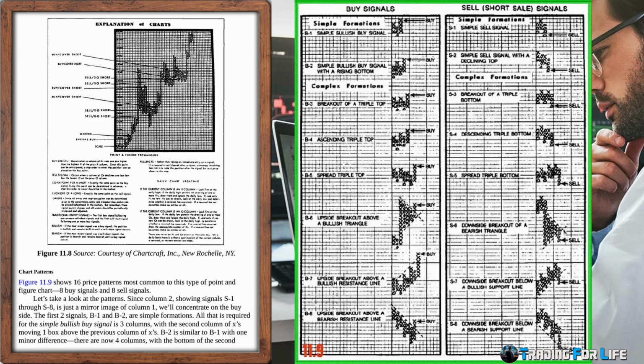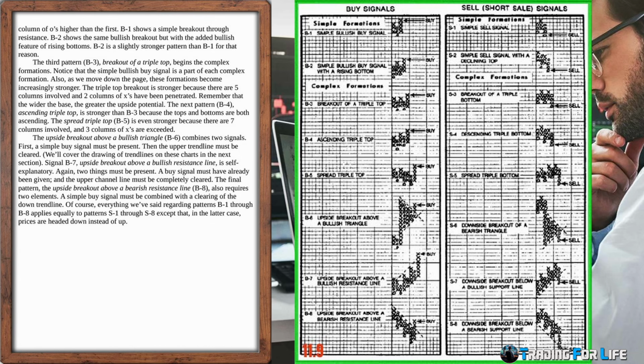All that is required for the simple bullish buy signal is 3 columns, with the second column of X's moving one box above the previous column of X's. B2 is similar to B1 with one minor difference. There are now 4 columns, with the bottom of the second column of O's higher than the first. B1 shows a simple breakout through resistance. B2 shows the same bullish breakout, but with the added bullish feature of rising bottoms. B2 is a slightly stronger pattern than B1 for that reason.